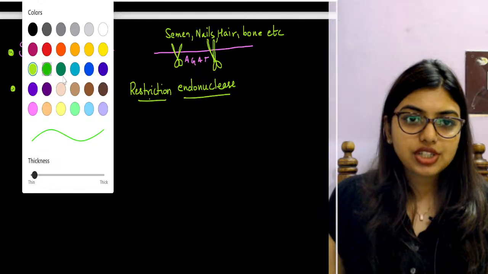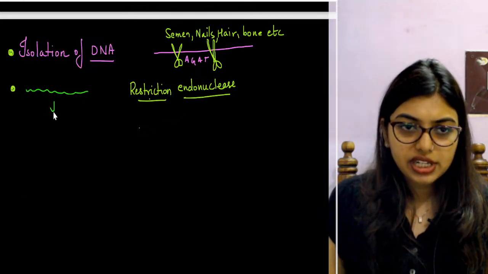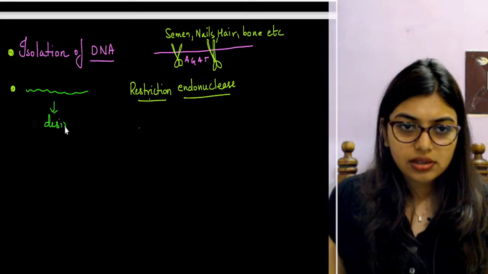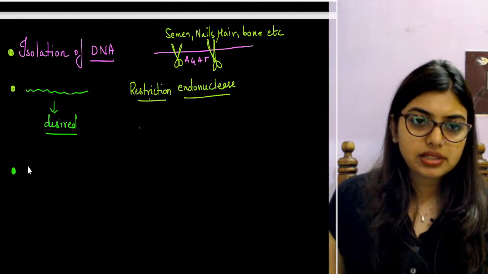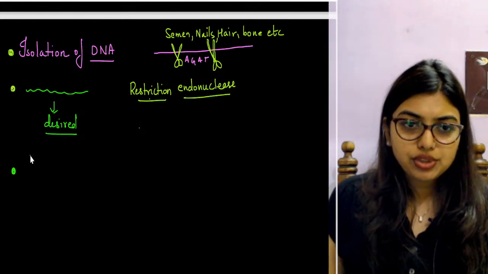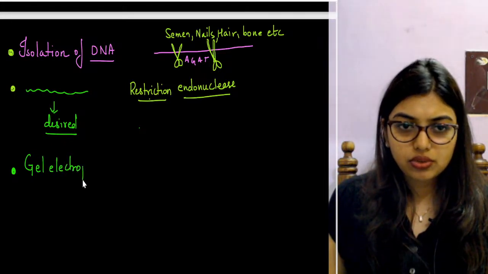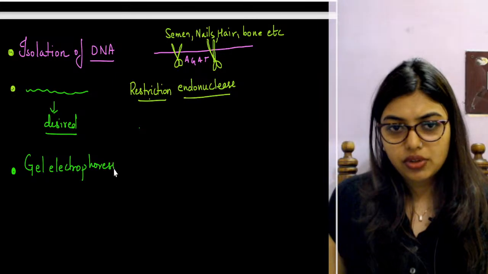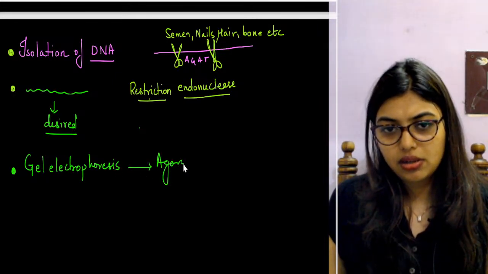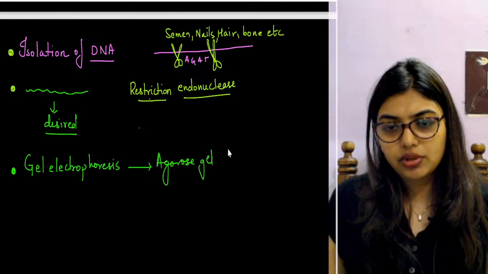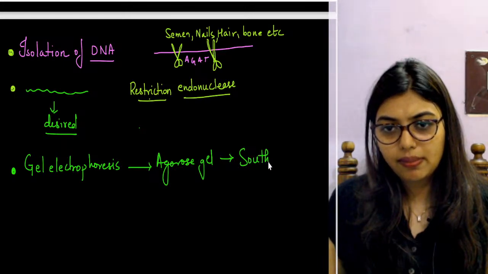Okay, students, restriction endonuclease. We will cut only a small portion of the DNA which I need, my desired portion. After getting my desired, what am I going to do? I am going to do gel electrophoresis. I'm going to run it with the help of agarose gel. After that, I'm going to do southern blotting.